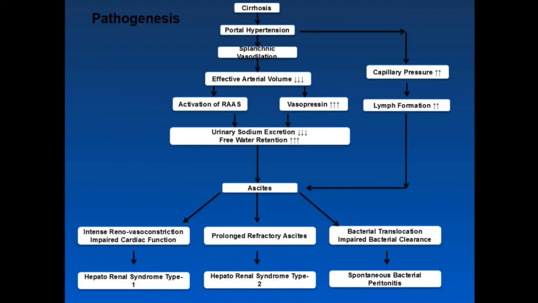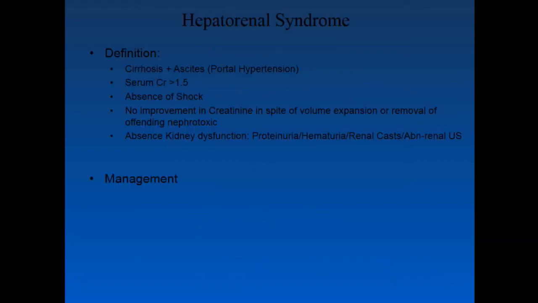So I just kept on repeating this. The main thing is you're coming to hepatorenal syndrome next, when there is fluid and an ongoing progressive worsening of the liver disease leading to HRS. So basically, this is the International Ascites Club criteria. They need to have cirrhosis plus ascites from portal hypertension. Serum creatinine should be more than 1.5, absence of shock, no improvement in creatinine in spite of volume expansion or removal of offending nephrotoxic agents, and absence of intrinsic kidney disease. How do you make the determination? By checking for proteinuria, hematuria, renal casts, and abnormal renal ultrasound. Now, people do check the urine sodium and all those kinds of things. It's a clinical judgment of the nephrologist, but that's the diagnostic criteria.